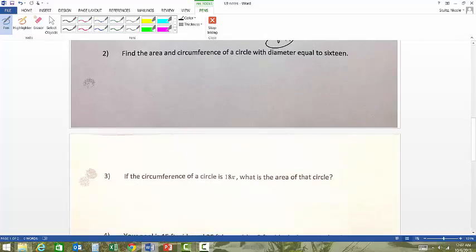This time I'm going to give you the diameter. Since area is r squared pi, I need to divide 16 by 2 so I can get my radius. That would make it 8, so the area is 8 squared pi, which is 64 pi. And for the circumference, I'm going to use the d pi formula since I know the diameter, and that will just be 16 pi.